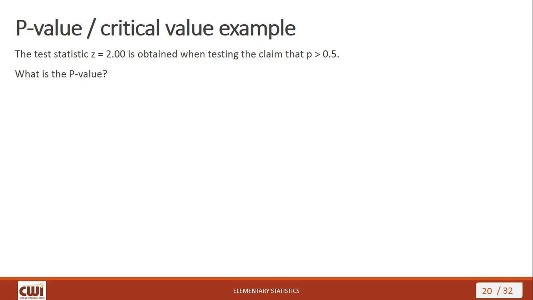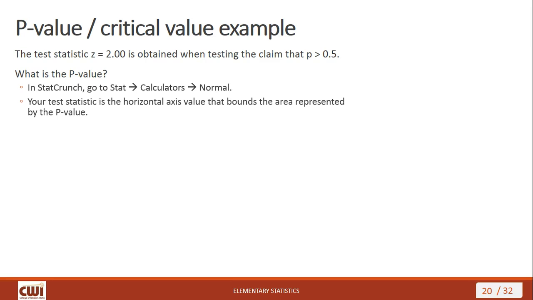So how do we get the p-value? We have to use the distribution calculators. Here we want to actually use the normal distribution calculator. Why are we using the normal distribution calculator? Because we're talking about proportions.